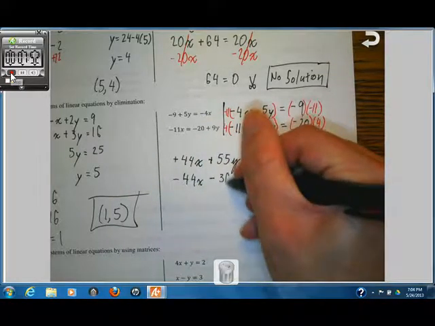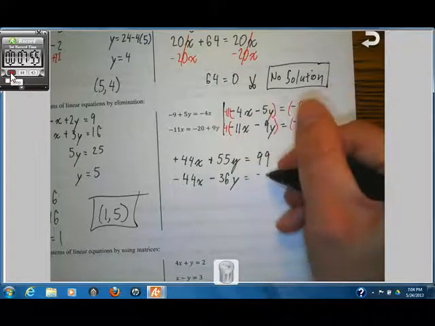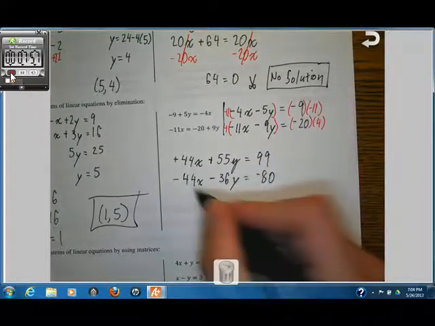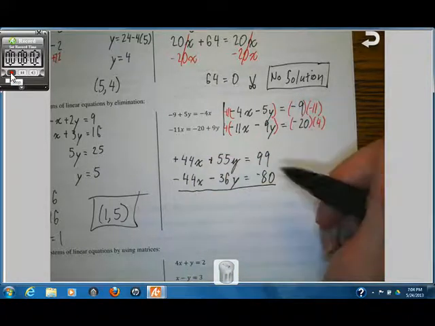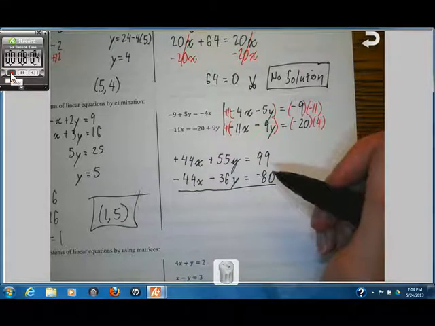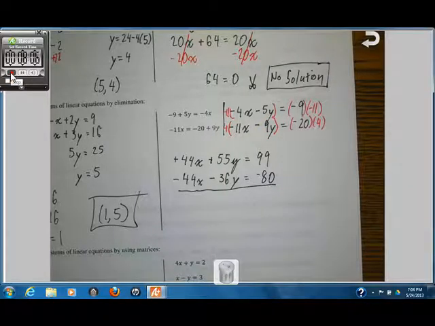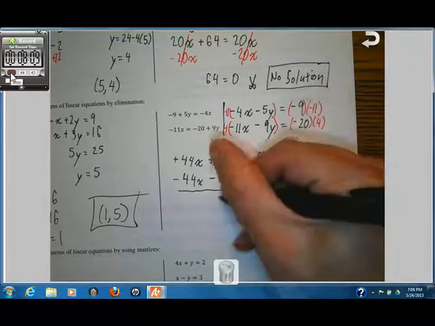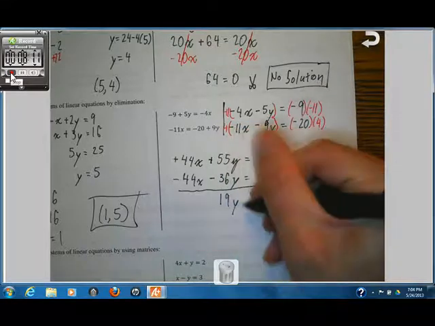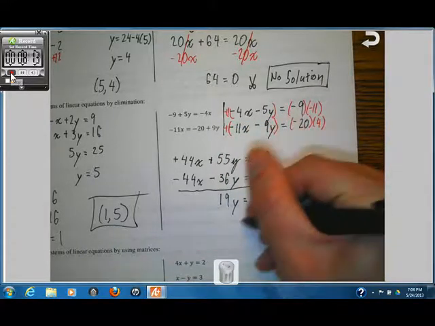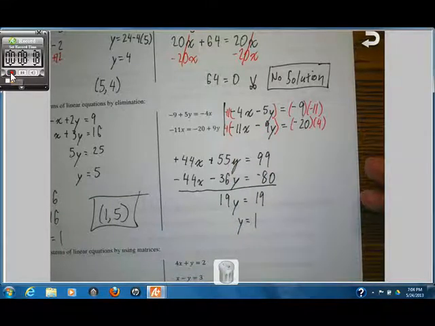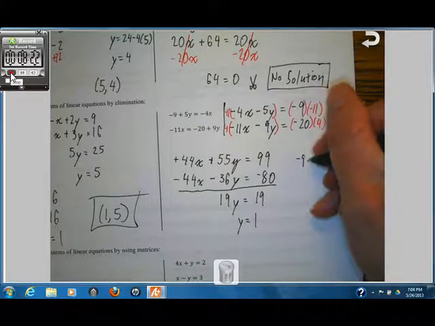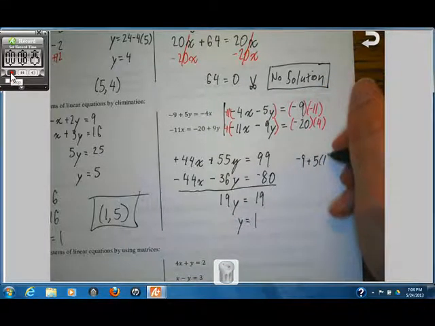Yes. 19y is equal to 19. Y is equal to 1. Take the y value, plug it into either equation. I like the first one at the beginning. Negative 9 plus 5 times 1 equals negative 4x. Negative 9 plus 5 is equal to negative 4x. Well, we just found that negative 4 is equal to negative 4x, and that x, trivially enough, is equal to 1. So your final solution is 1, 1.